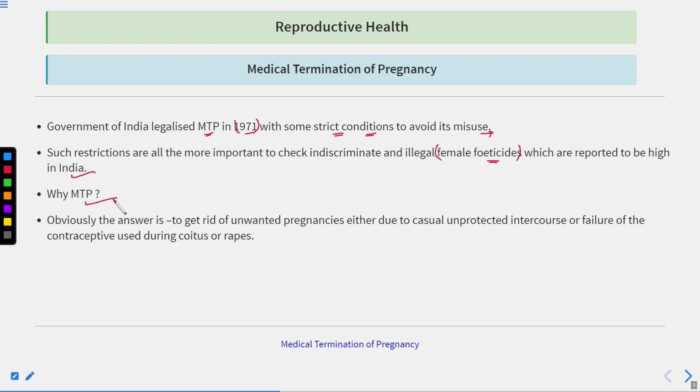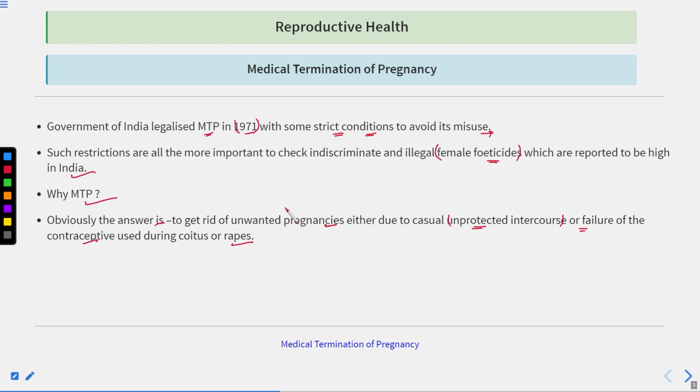Now, why should we go for MTP then? It is being misused. So why should we go for the medical termination of pregnancy? Why should we go for these abortions? There are some advantages also. Obviously, the answer is to get rid of unwanted pregnancies, either due to unprotected intercourse, or failure of the contraceptive used during coitus, or due to sexual abuse such as rape. A lot of couples, especially in adolescence, go for unprotected intercourse. Clear? So this can lead to unwanted pregnancies.